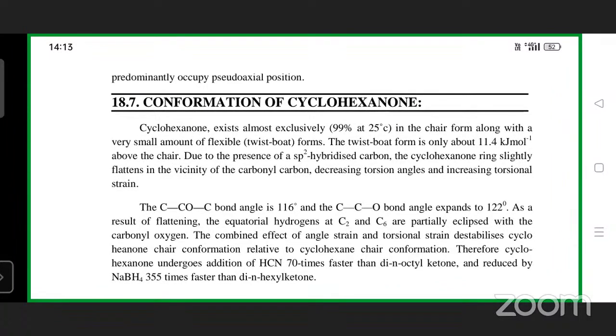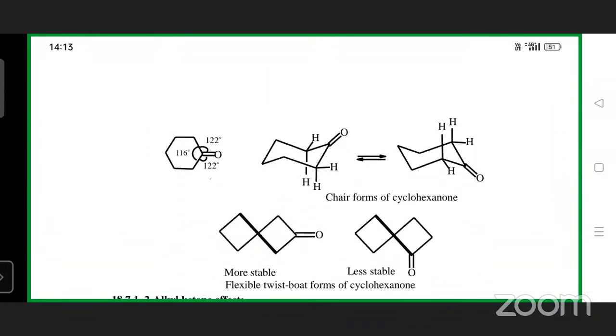So when you do the addition with, say, hydrogen cyanide, or the reduction reaction with sodium borohydride or lithium aluminum hydride, the conformation will have effects on all these reactions, like addition reactions and reduction reactions. Here, the addition of HCN is 70 times faster than with di-n-octyl ketone, and 355 times faster than with di-n-hexyl ketone, in the case of reduction. That is due to the conformation. The orientation of the group also plays an important role here.